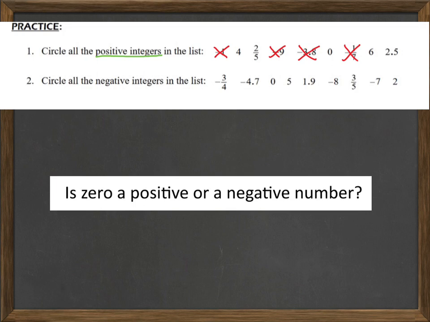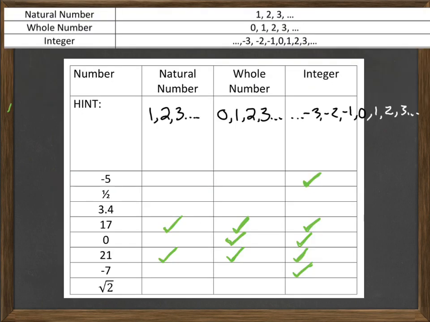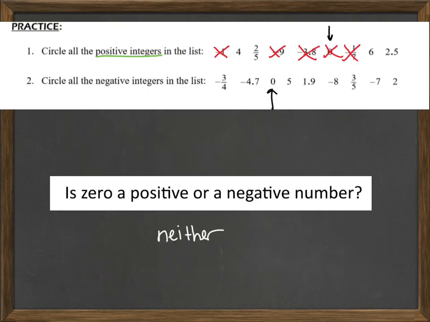Okay? What about 0? Is 0 a positive number or a negative number? What do you guys think? Well, 0 is neither a positive or a negative number. So if 0 is not a positive number, then we can also cross out 0. So now we only have 4 choices left. We have 4, 2/5, 6, and 2.5. So again, if you go back here, remember your integers, they can't be fractions or decimals. Okay? So now let's cross out all of the fractions or decimals. So it can't be this or this. Therefore, the only positive integers in this list are 4 and 6.